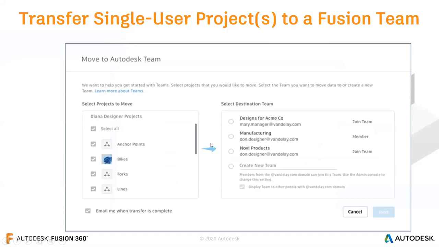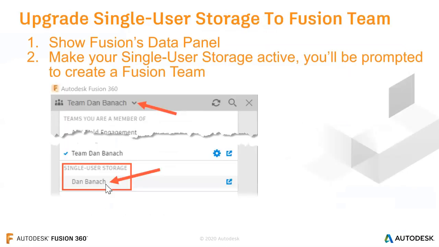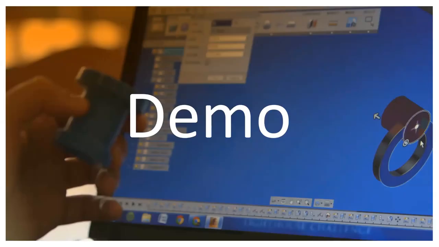So the next, what we have seen is transferring single user projects to a Fusion team, right? And it shows the data panel, which is also allowed, what I've shown to you right now. So you'll get full control of your data privacy, AnyCAD, and all the cross project references. This is going to be very unique here, upgrading from single user storage to a Fusion team, okay? And this is a wizard for everyone. So I hope this demo will help you too, okay?